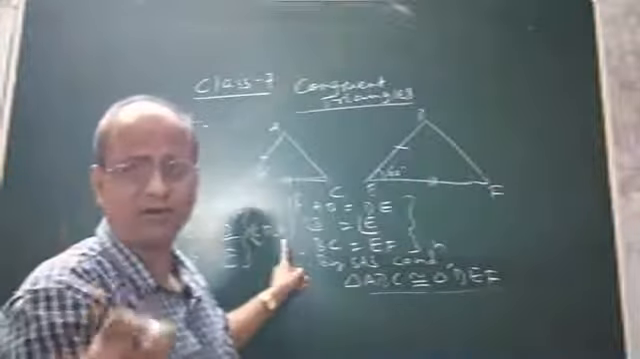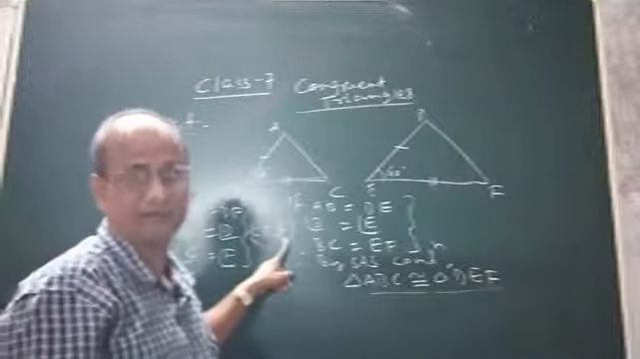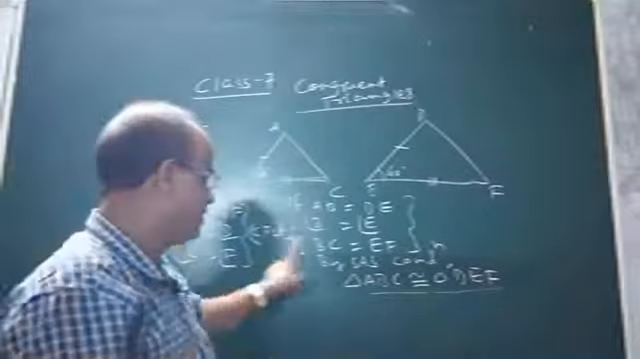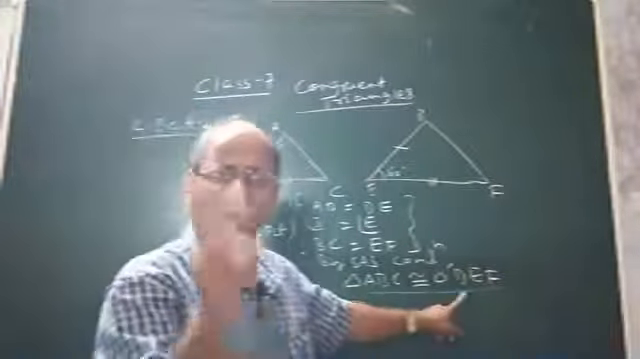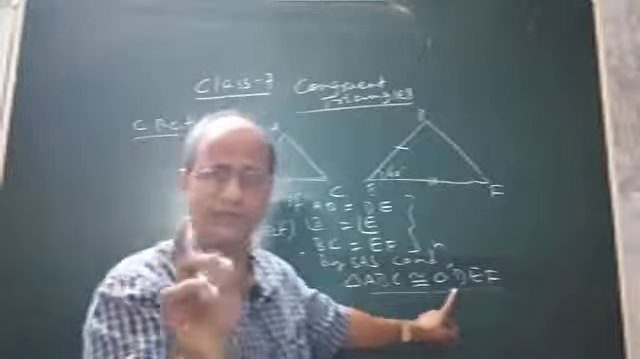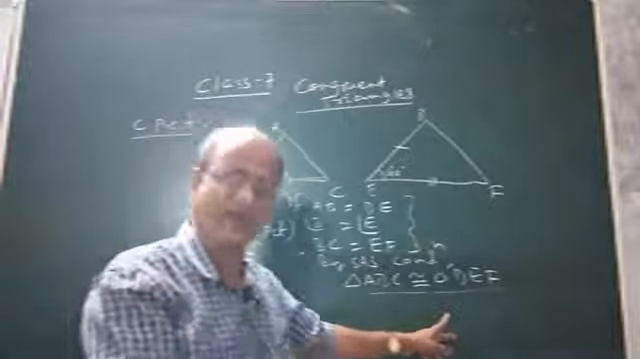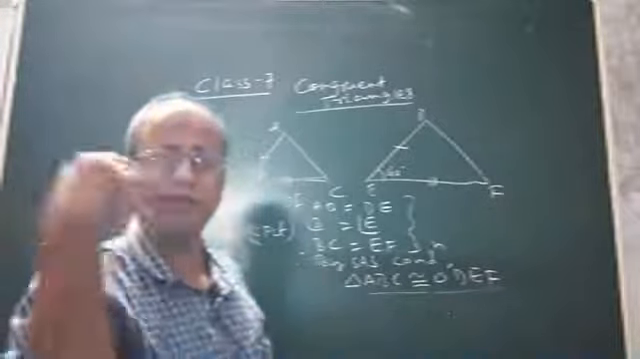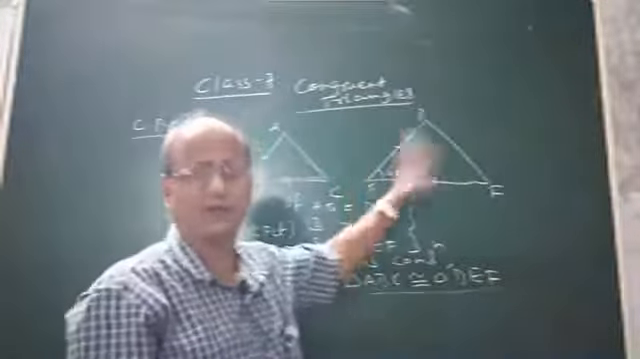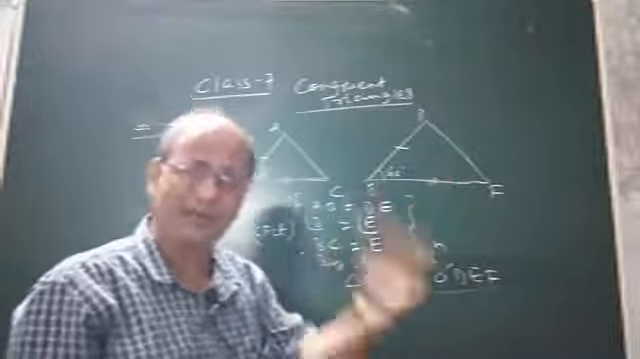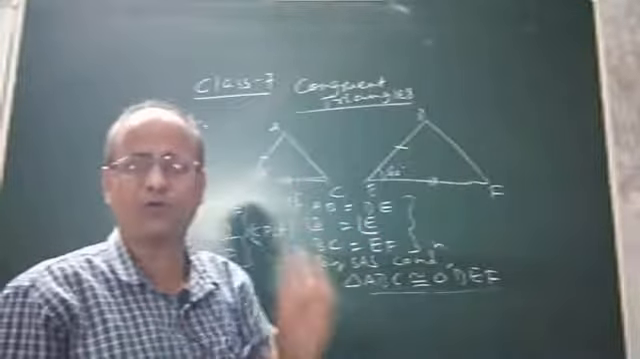CPCT stands for corresponding parts of congruent triangles. So see children, what is the meaning of CPCT? I have already explained; let me explain once again. When two triangles become congruent by any condition, maybe SAS condition, maybe SSS condition, maybe ASA condition, or maybe RHS condition, after two triangles become congruent by any condition, whatever corresponding sides and corresponding angles of the two triangles are left, they will automatically become equal. That is what is known as CPCT, corresponding parts of congruent triangles.